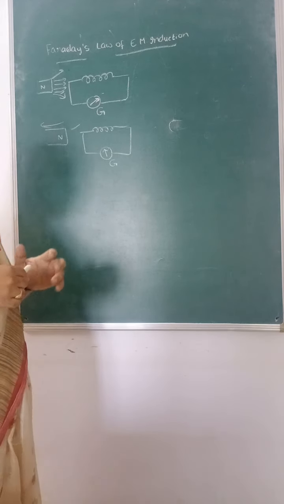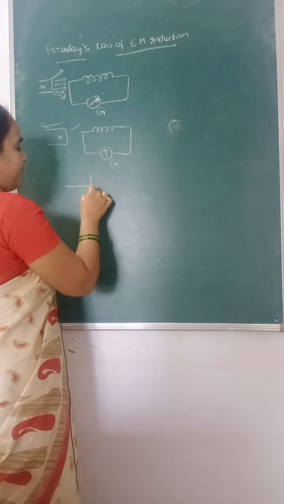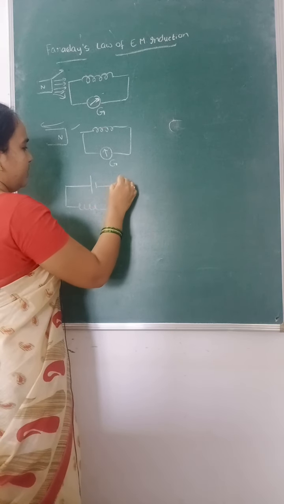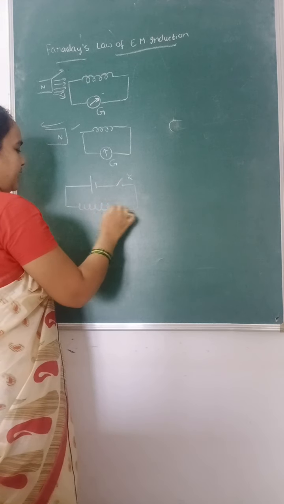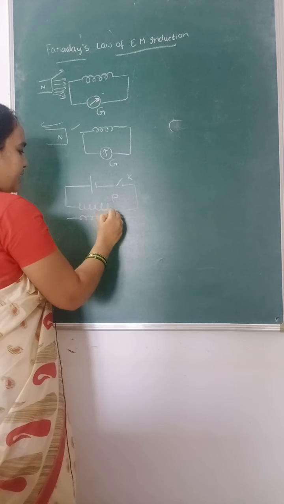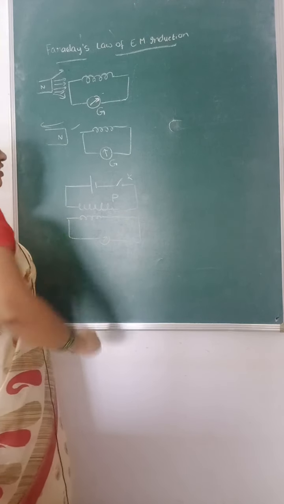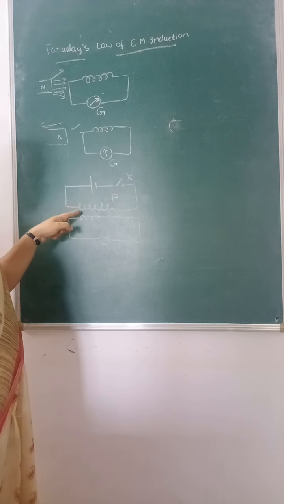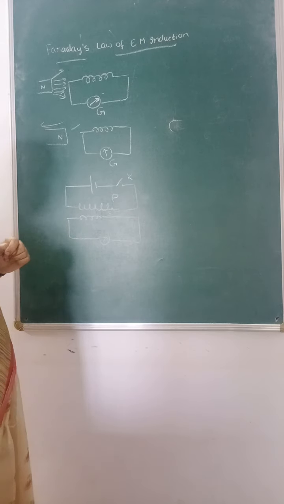Let us demonstrate the second experiment. The power supply is connected to the primary coil, and here we have placed a key. We have taken the secondary coil. This is the primary coil and this is the secondary coil, and we have connected the galvanometer to the secondary coil.